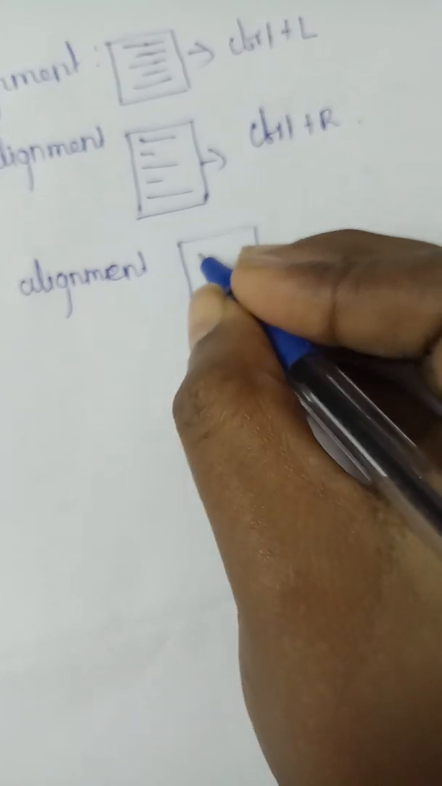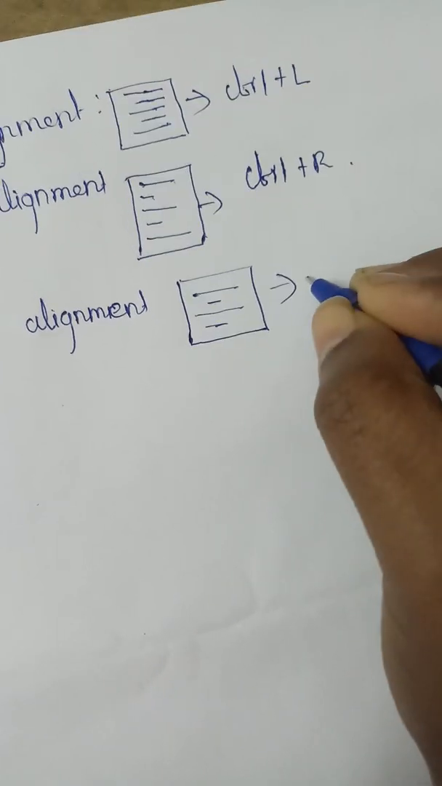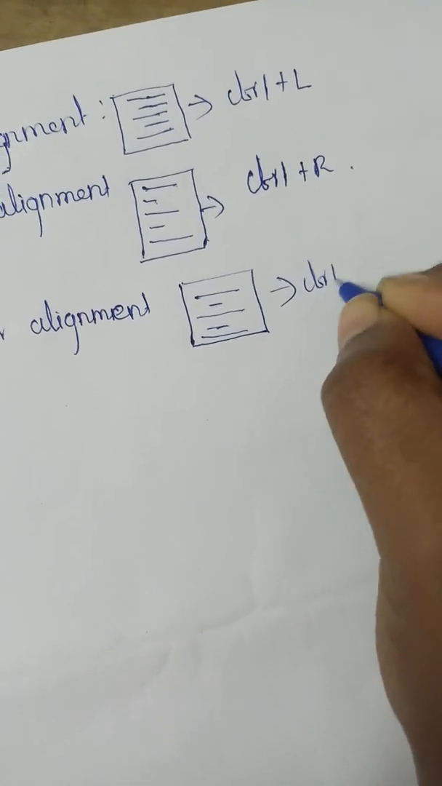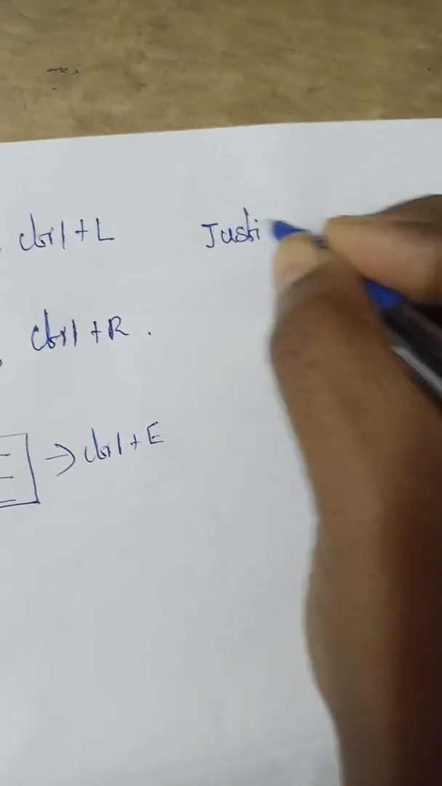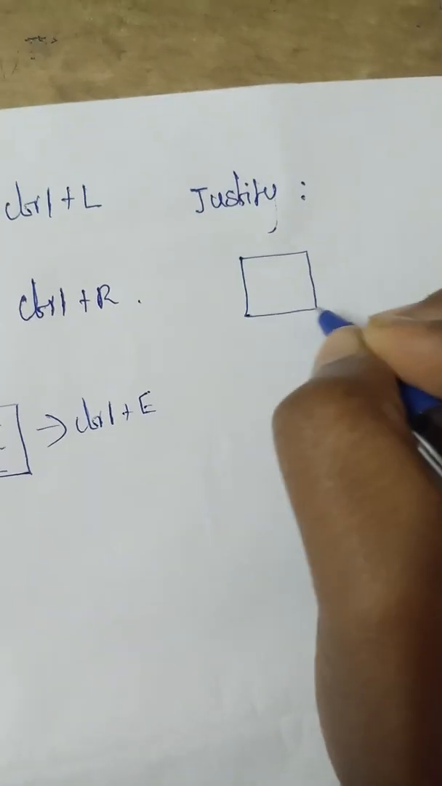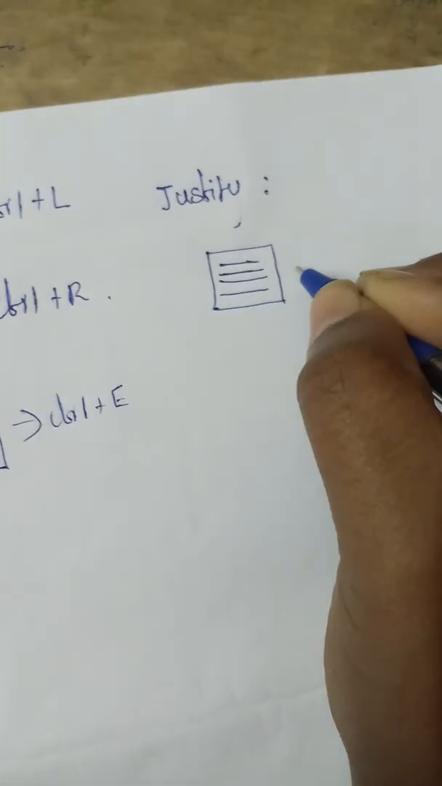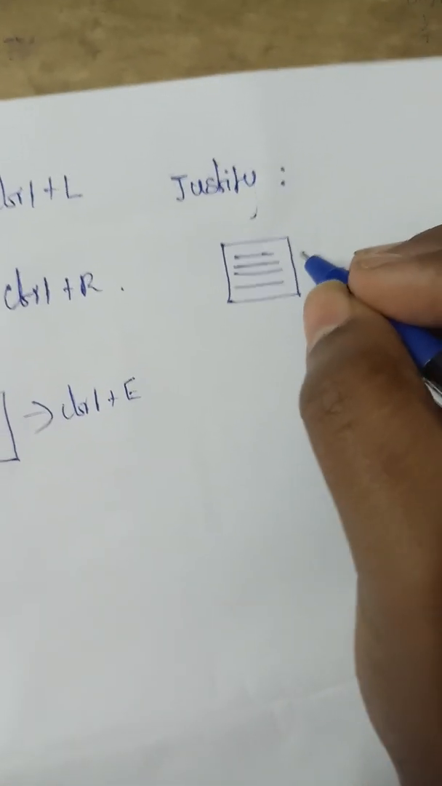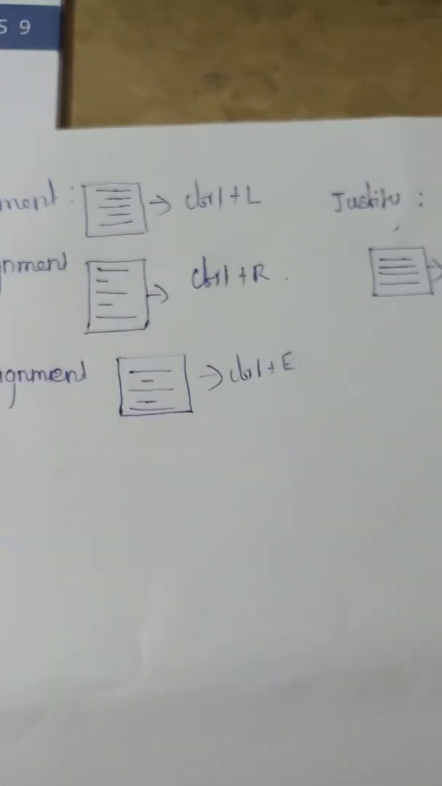The icon for center is this. The shortcut key used is Ctrl plus E. And the last one is justify. The icon for justify is this. It is aligned on both the right side and the left side. The shortcut key is Ctrl plus J.